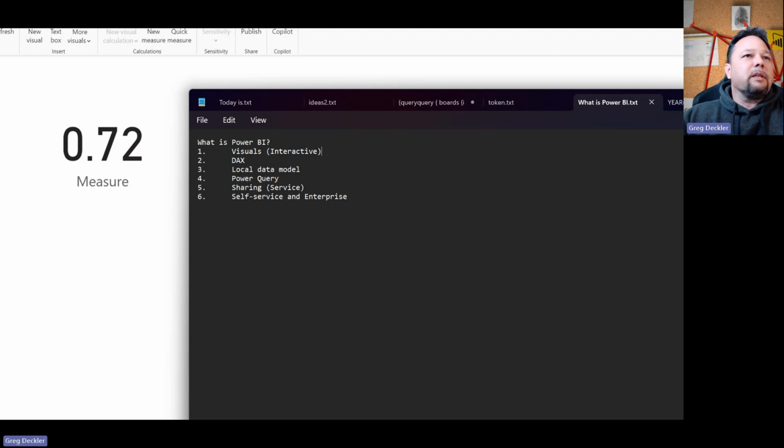Then the other thing that's interesting is number 5 on the list, like I said, self-service and enterprise. Those are the things you pay for. That's what you pay your now $14 a month for the Power BI Pro license. That is what you pay for.